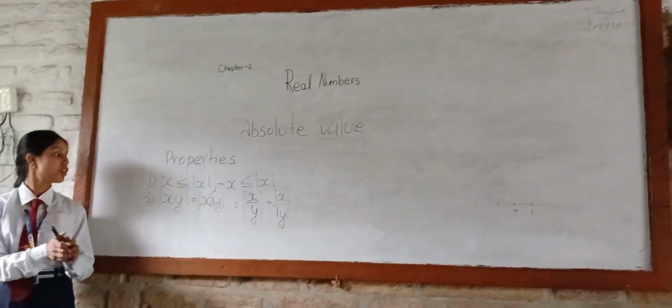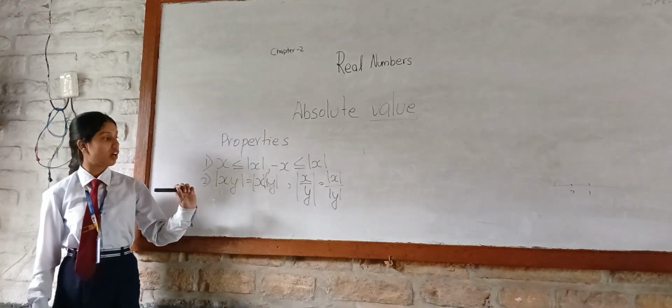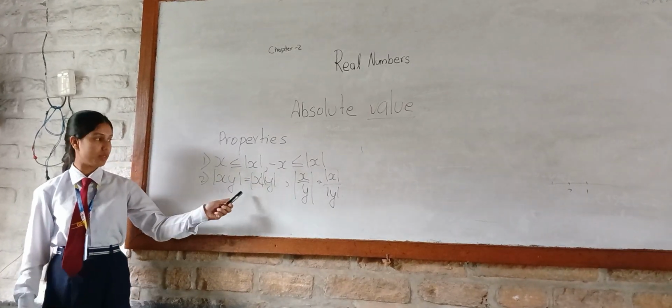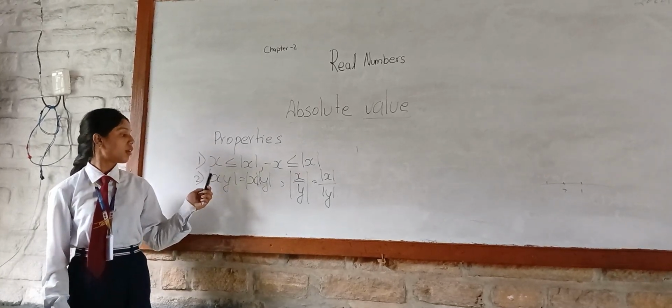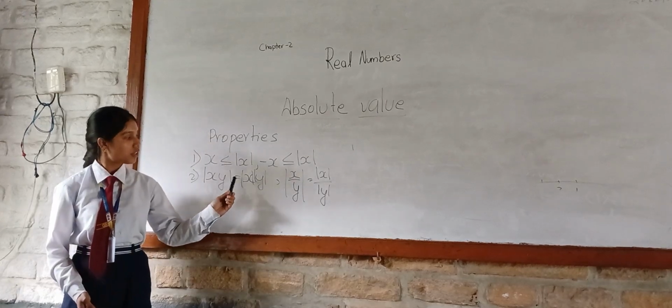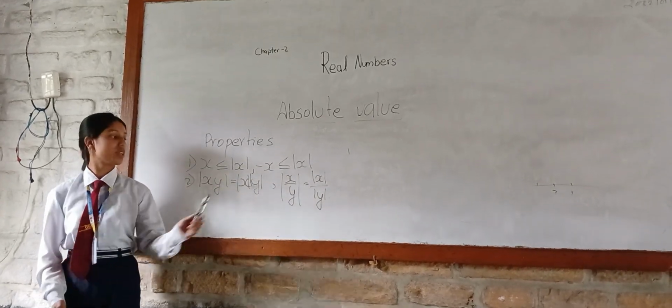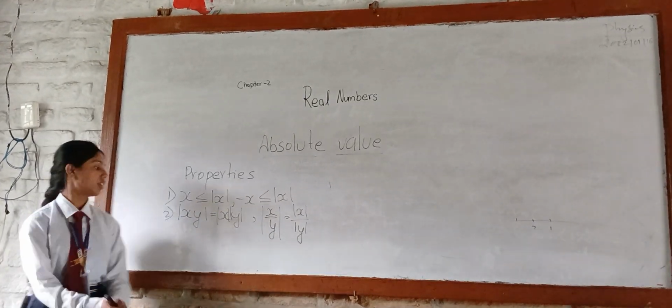says that the absolute value of the product of two numbers is always equal to the product of the two absolute values. In simple words, if we take two numbers, first multiply and then take the absolute value, or if we multiply the two absolute values of the numbers, then the product is always the same. Same goes here, but instead of multiplication, there is division.